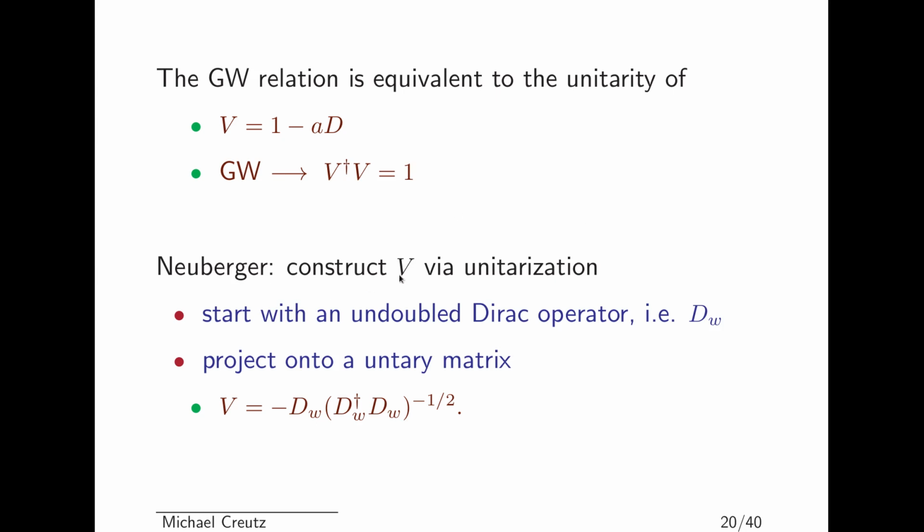Neuberger suggested we construct this unitary matrix by a unitarization of some other Dirac operator. So he said start with an undoubled Dirac operator, something like the Wilson one, and project it onto a unitary matrix. And I misspelled unitary, of course. So we're going to take V and write it as the Wilson operator times D_W dagger D_W to the minus a half. So what does minus a half mean?